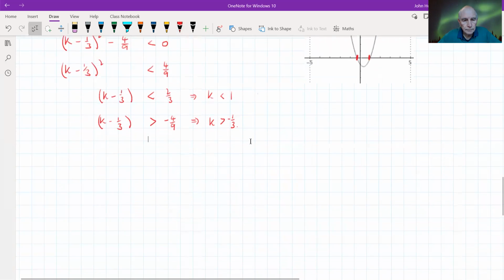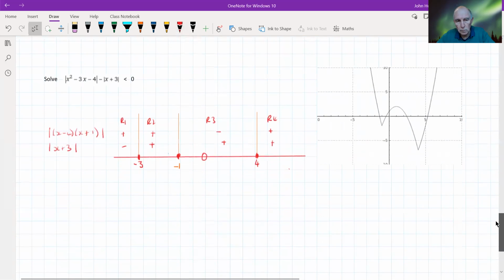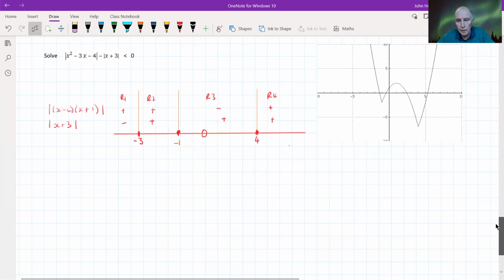Okay, so let's move on, and we'll go to this one. Now this is quite a bit harder. Obviously it's an absolute value inequality, but it's also got two absolute values in it. That makes it fairly complicated, and you can get these as complicated as you like, but in terms of exam questions, this is probably about as difficult as you're going to get.